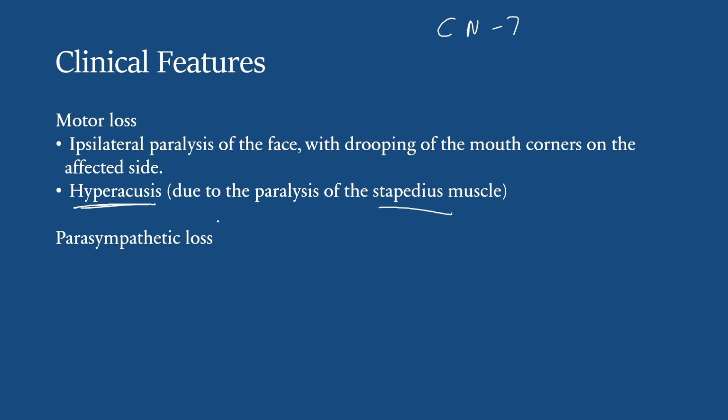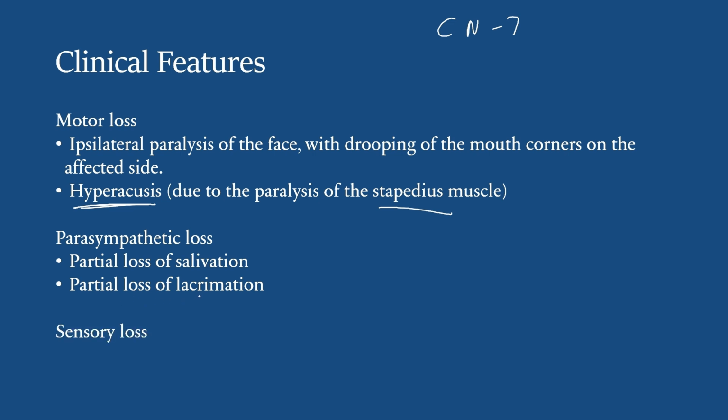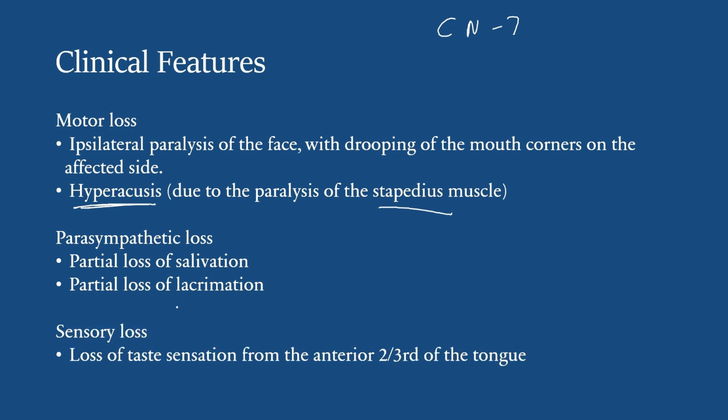Then there is parasympathetic loss. As we said, the parasympathetic fibers are responsible for lacrimation and salivation, so in patients you see partial loss of salivation and partial loss of lacrimation. Also, there's sensory loss, again, loss of taste sensation from the anterior two-thirds of the tongue. So these are the clinical features that you can see in a patient with Bell's palsy, apart from just the paralysis of the face. Okay?